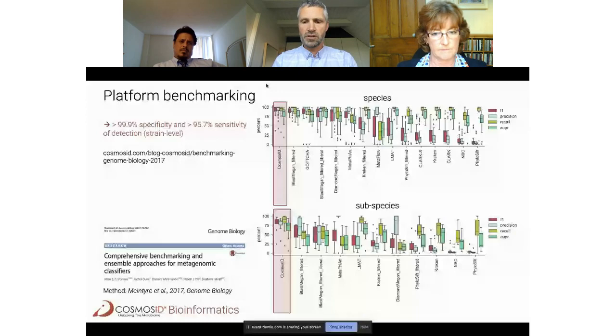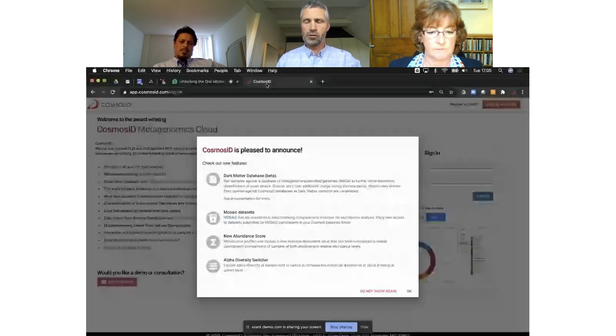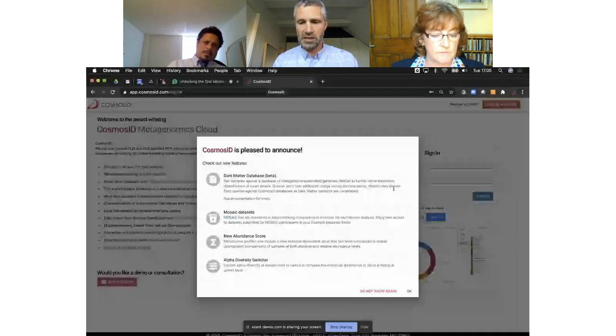To ensure continuous performance and high specificity and sensitivity, we engage in in-house benchmarking using published best practices, but we also submit the platform continuously to blinded, independently carried out third-party validations, all of which have attested the Cosmos ID platform industry-leading performance when it comes to strain-level microbiome analysis. With that, I'd like to give you a very short and also incomplete preview of the Cosmos ID platform.